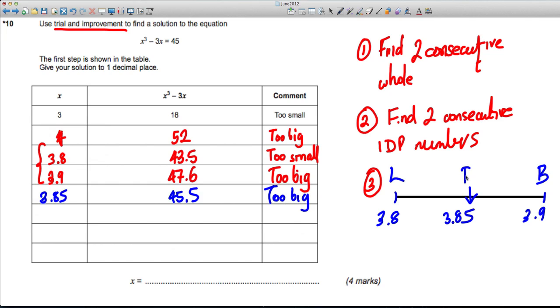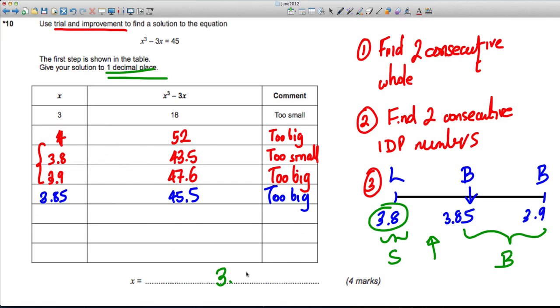Okay, so this number here is too big. Therefore, between here and here, it's too big, and here, it's too small. So the answer must be exactly right, somewhere between here and here. The answer, therefore, to 1 dp is closer to 3.8 than it is to 3.9. So x is therefore 3.8 to 1 dp.